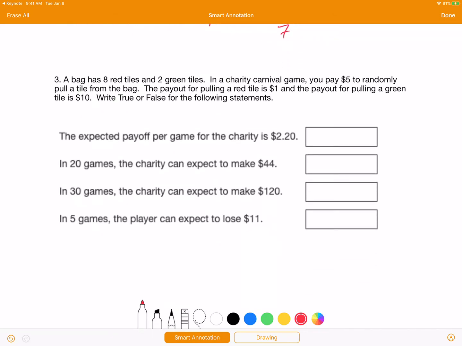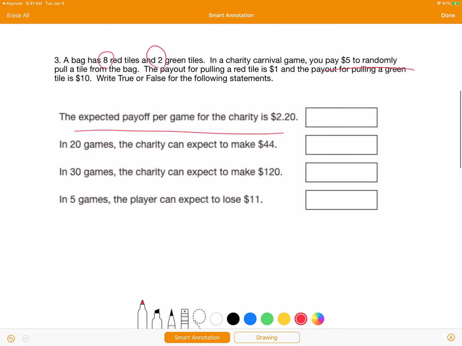Number 3 was a little tricky. A bag has 8 red tiles and 2 green tiles, and in a charity carnival game, you pay $5 to randomly pull a tile from the bag. The payout for pulling a red tile is $1, and the payout for pulling a green tile is $10. Write true or false for the following statements. Okay, so the expected payoff per game for the charity is 2.2.